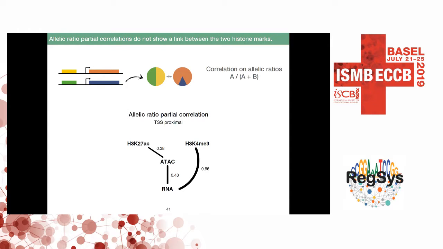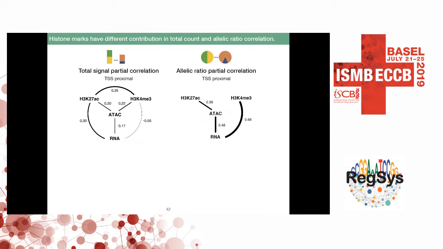So again, correlation is shown by the lines between the nodes. So it's quite different from the one we found from the total count correlation. And if I put them both side by side, you can clearly see that there is a different structure between the two, with the allelic ratio completely losing the highest correlation we saw between the two histone marks, and also the correlation we saw with the K27ac mark. However, we gain a very strong direct correlation between the RNA and the K4me3.